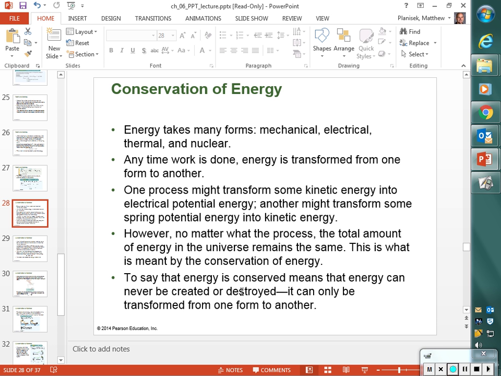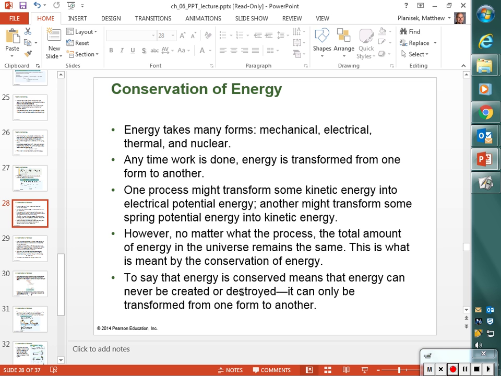We introduced it a little bit the other day, right? So work is a transfer of energy. One process might transform some kinetic energy into electrical potential. Another might transform some spring potential into kinetic energy. Anytime we transfer energy from one form into another, we're going to maintain the same amount of energy, right? And that's basically what the last bullet point is saying.